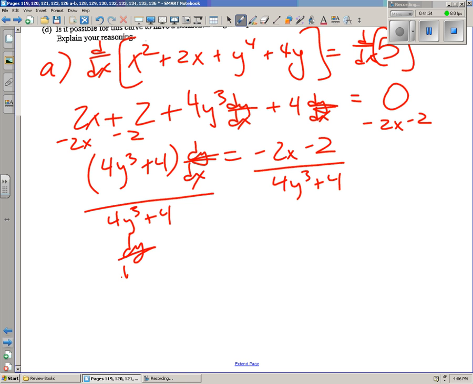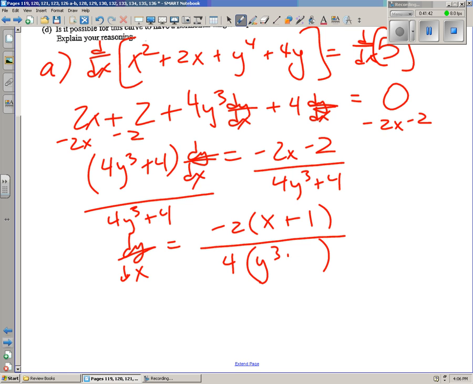And this is not what they have for dy over dx. So we got to do some algebra. If we factor a negative 2 on the top, we'll be left with x plus 1. If we factor 4 on the bottom, we're left with y cubed plus 1. And negative 2 over 4 reduces to negative 1 over 2. That's what they had. So dy over dx would be negative parentheses x plus 1 over 2 parentheses y cubed plus 1.